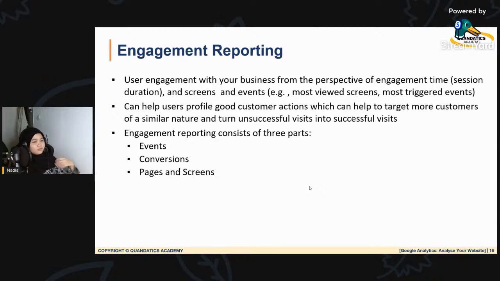So, let's say this customer prefers item A, this customer prefers item B, but sometimes they also look at item A. We can segmentize them, and with all those segments, we can customize our website to turn it into a more successful visit, because it meets what the user needs in the end. Engagement reporting actually consists of three parts: events, conversions, and pages and screens. Of course, we also have the overview reporting.